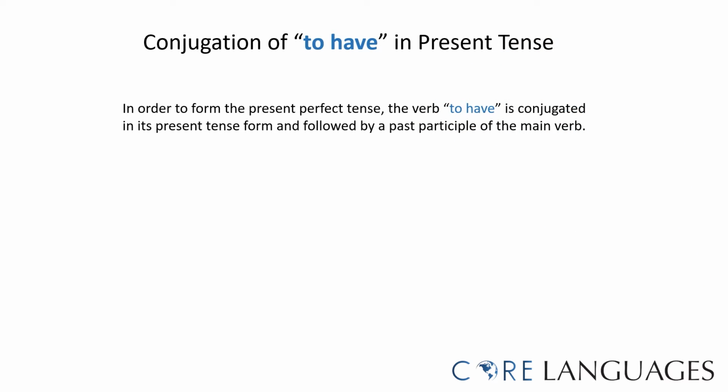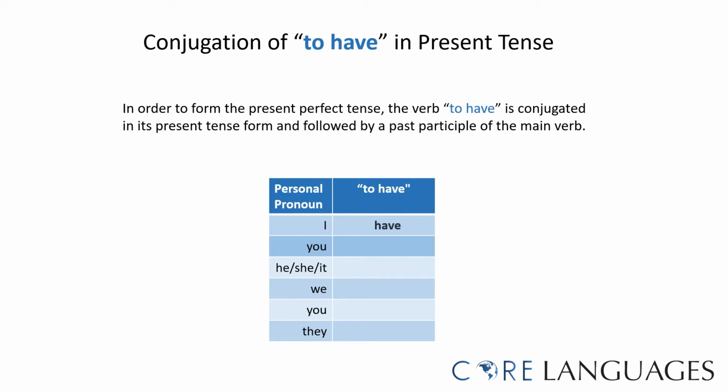To form the present perfect tense, we use the verb to have, conjugated in its present tense form. This is the reason this tense is called the present perfect, even though it talks about past events. Let's review the conjugation of to have. I have, you have, he, she, it has, we have, you have, and they have.